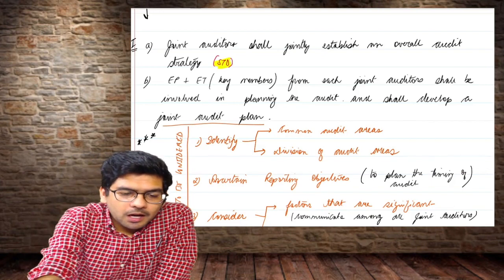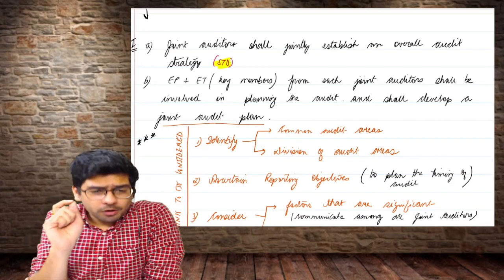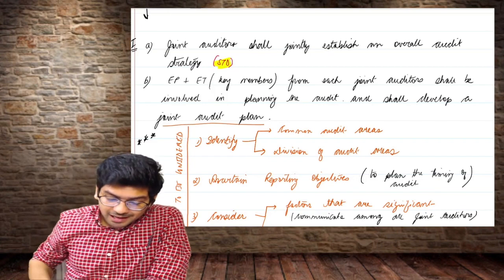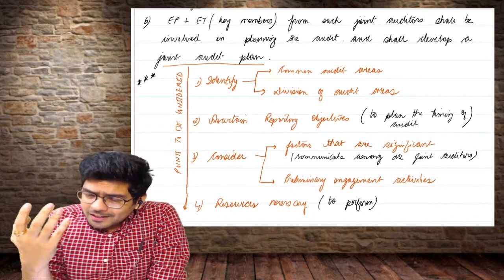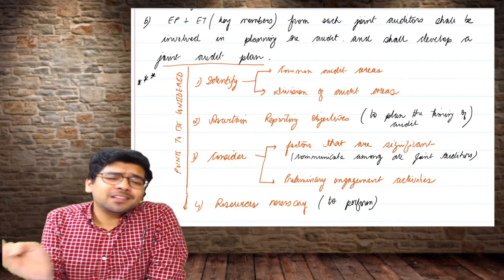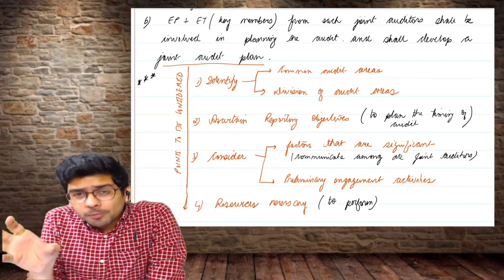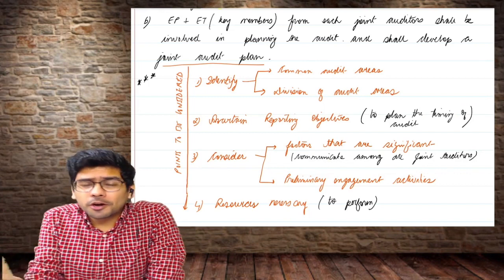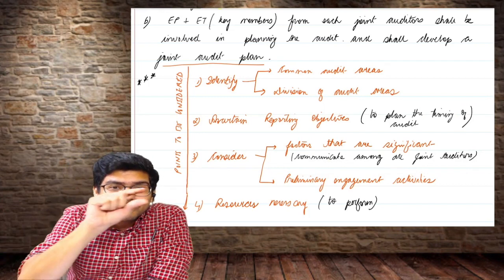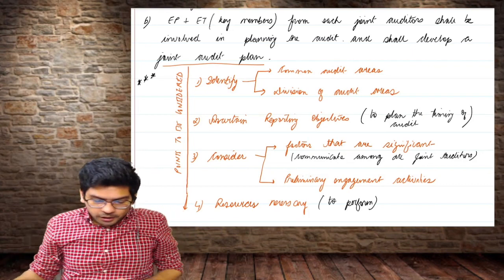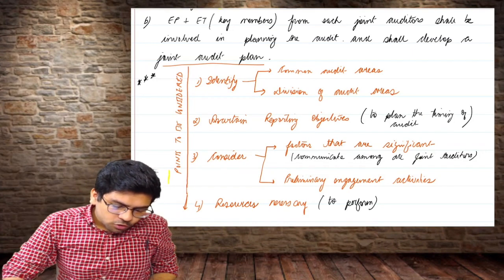Okay, all right. But there is one very important question that can be asked from this part. Let's say they'll give you a point here: in case of joint audits, the engagement partner and the key engagement team members from each of the joint audit firms make a joint audit plan. What are the factors to be considered while making the joint audit plan? That is why I've written here, points to be considered.